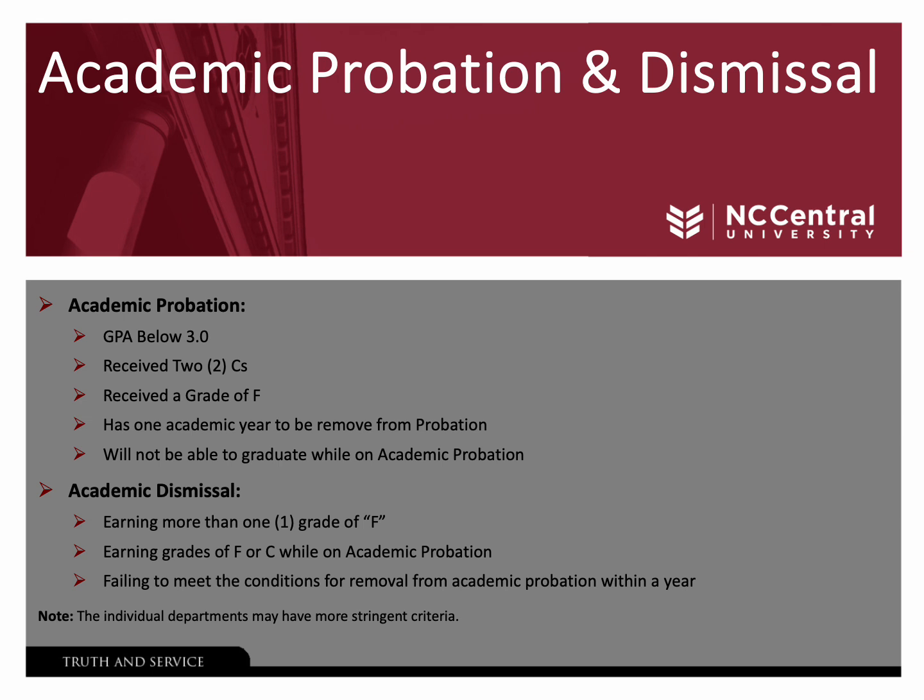These are minimum circumstances for academic probation and dismissal. The individual departments may have more stringent criteria. For example, some programs dismiss students if they earn only 1 grade of F or if they earn 2 grades of C. So you need to check with your department and see what the exact criteria are for dismissals.